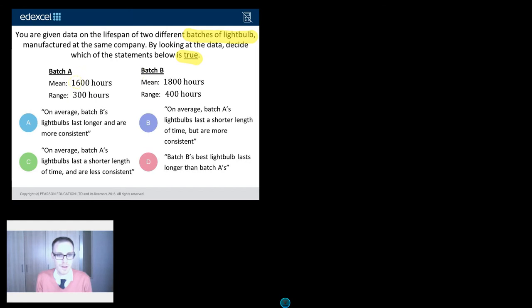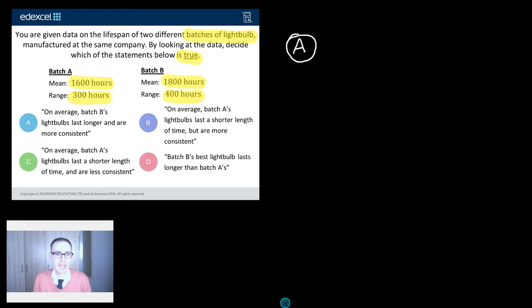Okay, and we get some facts. The mean of batch A is 1,600. The mean of batch B is 1,800. The range of batch A is 300. The range of batch B is 400. Okay, so probably the easiest thing to do, I think, is to take each of these statements in turn, and let's see if we can conclude that one of them is right. And I'm going to go through each one.